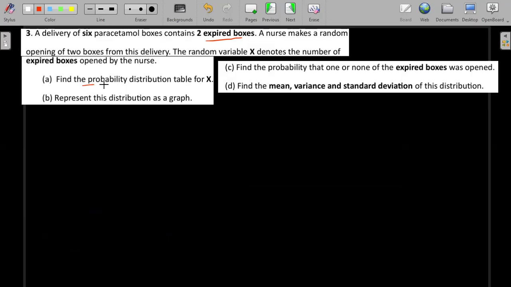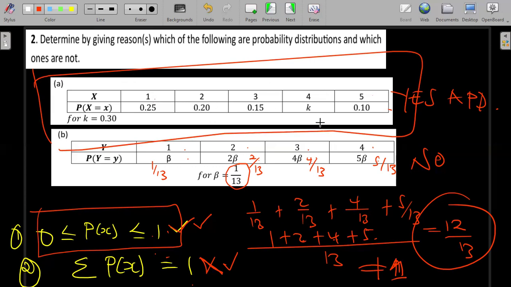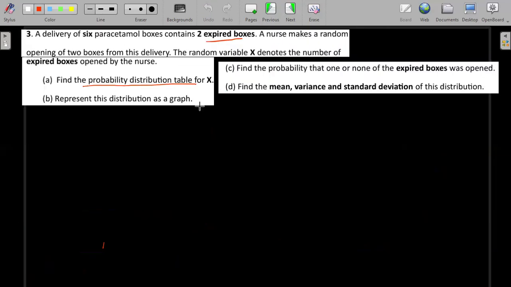For us to find the probability distribution table, we have to know the distribution that we are going to use here. This probability distribution table is a table like this one, where you have the random variables and their probabilities. That's what they mean there. To find this table, we first have to know the probability distribution you're going to use. We notice that this question or scenario will follow what we call a hypergeometric distribution.